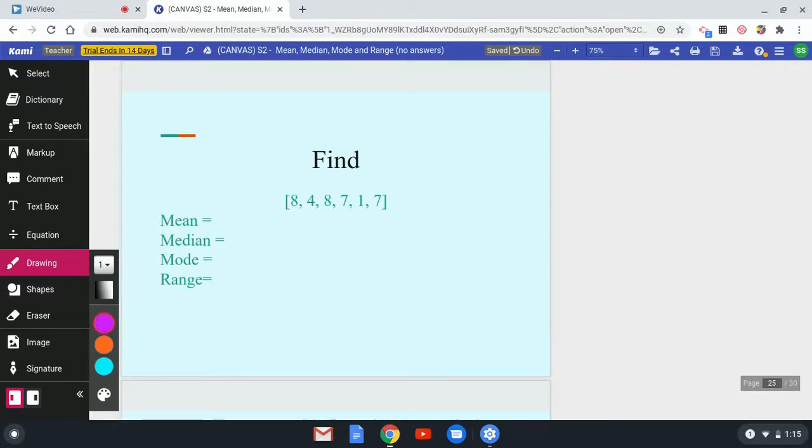All right, let's walk through this one. 1, 4, 7, 7, 8, 8. The mode is the one that appears the most, right? Well, I have 2 that both show up twice, so I have 2 modes, 7 and 8. The range is the high minus the low, so 8 minus 1, so our range is 7.